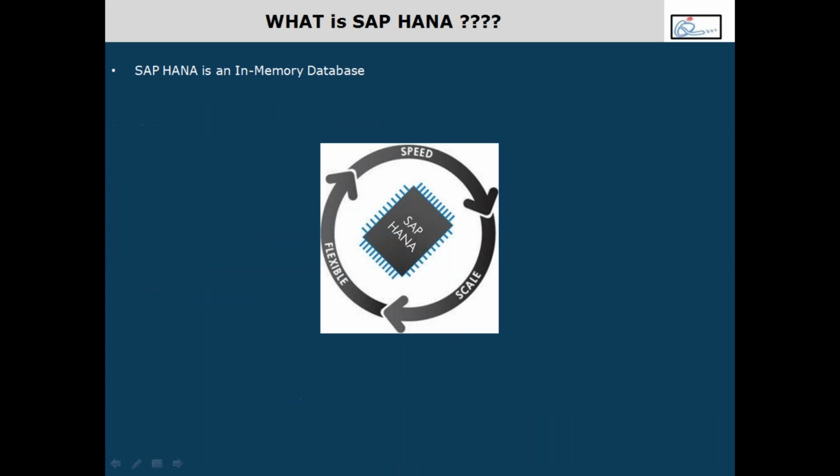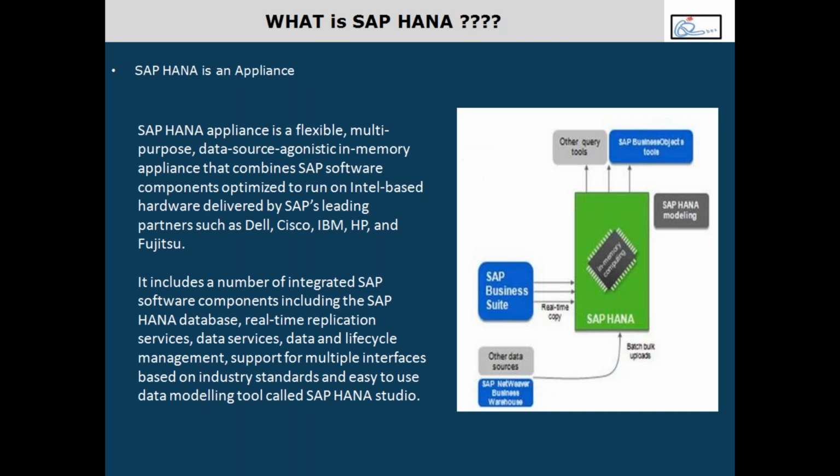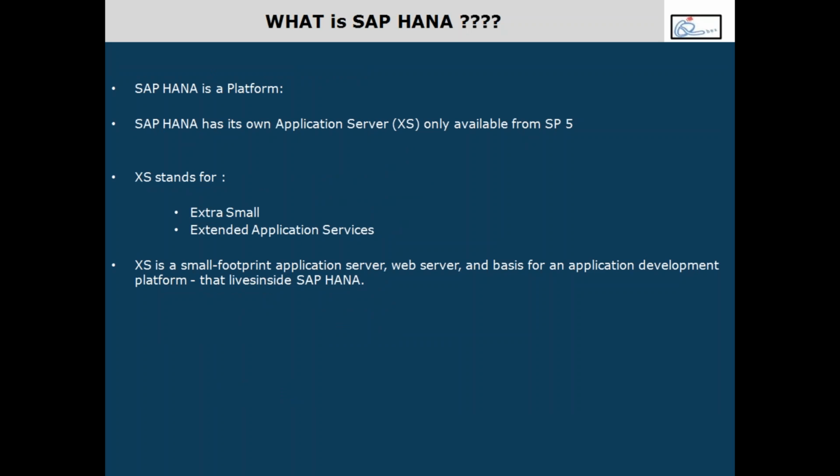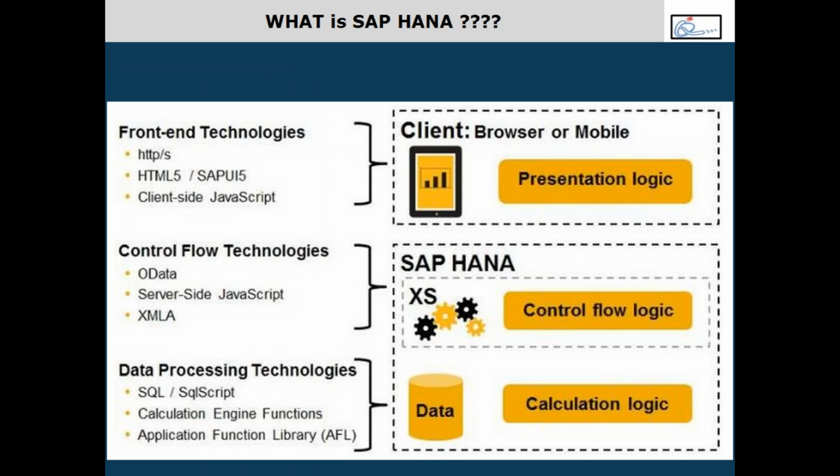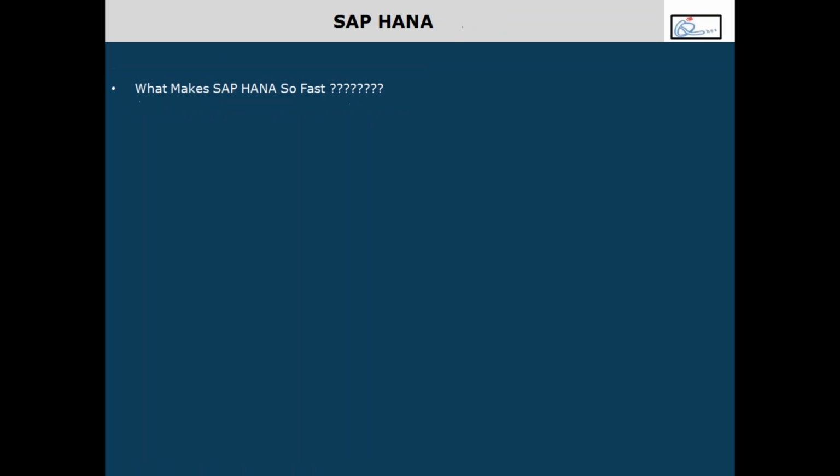In the last class, we've seen what is HANA. It's like a normal database, only thing is, it is an in-memory database where it stores and processes your data in main memory. And then it's a platform because it comes along with certain hardware capabilities, an appliance, and the platform has its own access engine or application server where you can deploy your own applications. Now we're trying to focus on what makes HANA so fast.